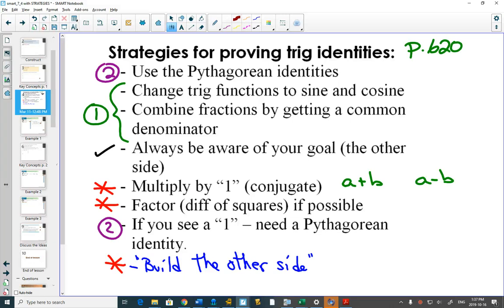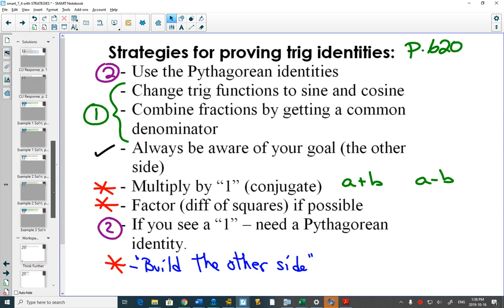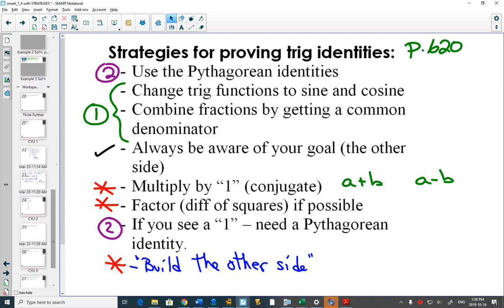And so because you forget that as a word, if I say, this is a good strategy, multiply by the conjugate, you're like, multiply by the what? You're not going to remember that strategy because the word isn't easy to remember. Build the other side, though, is the same idea. So I'm going to show you, what does the build the other side strategy look like?